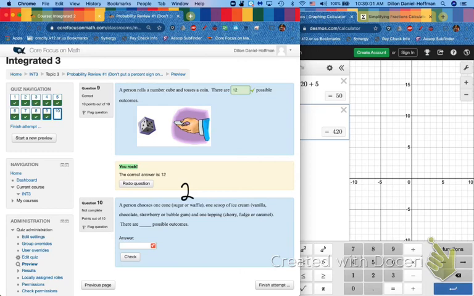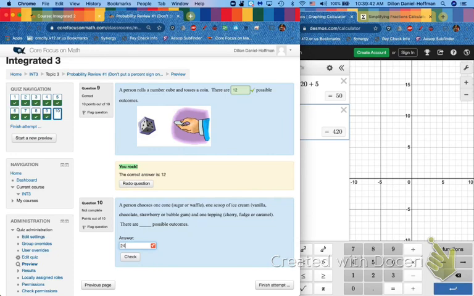1 scoop of ice cream, vanilla, chocolate, strawberry, or bubblegum. Don't know why bubblegum's the 4th flavor there, but that is 4 possibilities. And 1 topping, cherry, fudge, or caramel. Either way, I'm going with hot fudge. 3 choices. So whatever numbers you have, use that multiplication principle of counting. Multiply them together, 2 times 4 times 3. Put that into Desmos. 8 times 3 for me is 24. Don't just type in 24, though, as you probably have separate numbers.